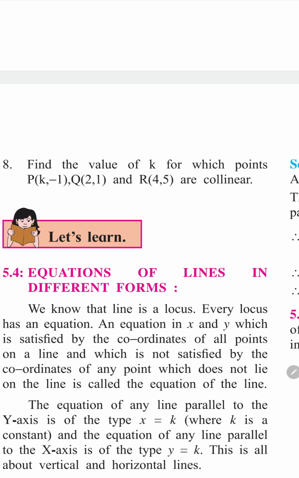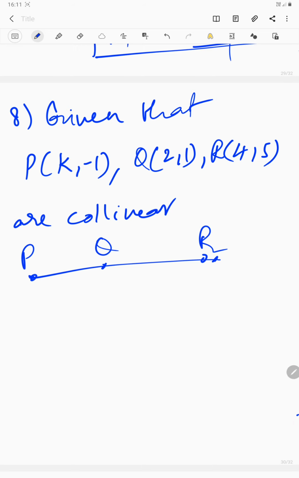Find the value of k for which the points P(k, -1), Q(2, 1) and R(4, 5) are collinear. All means we have to find the value of k if PQR are collinear, right? So given points लिखा है मैंने, already condition दिया है कि PQR are collinear. Collinear means the points lie on the same line.